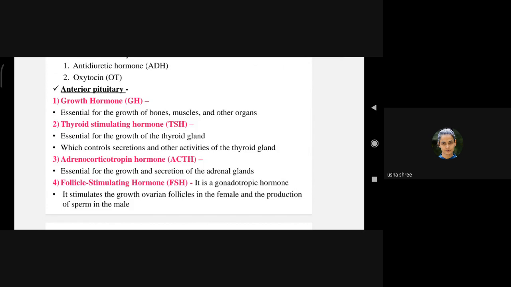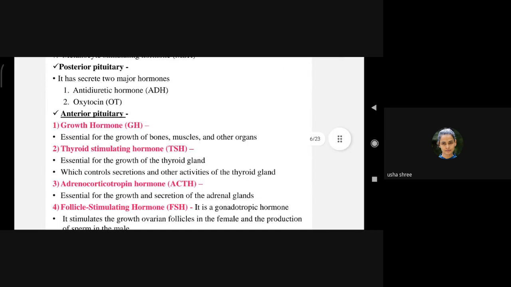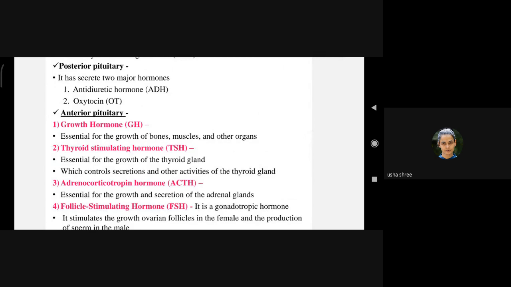And this TSH, thyroid stimulating hormone, is also stimulated by a hormone from the hypothalamus. Do you know the name of that hormone? Secretion of the pituitary. Means that hormone secreted by the hypothalamus and acting on the pituitary. No, ma'am, I don't remember.